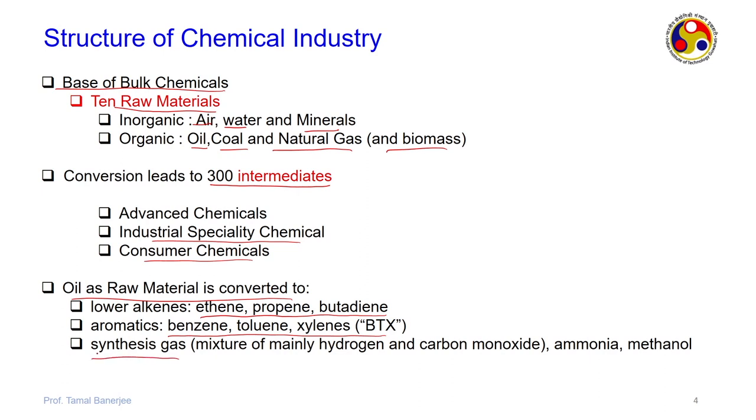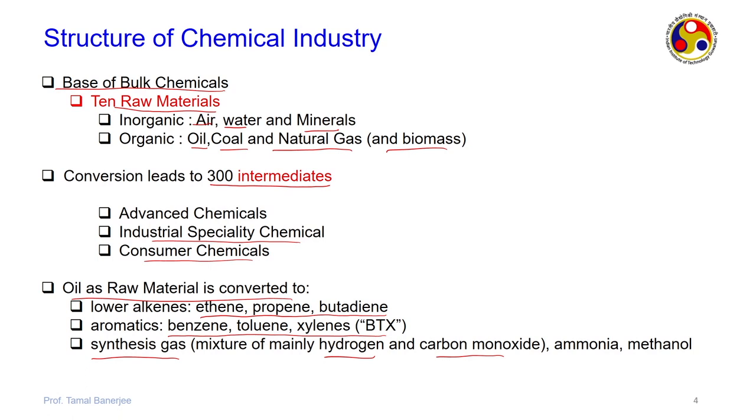Then syngas. Now, syngas can be made from oil as well as from coal. So, usually they consist mainly of hydrogen and carbon monoxide. Now, this hydrogen and carbon monoxide can be of great use, because you can use hydrogen in the case of, let us say, you want to form ammonia.